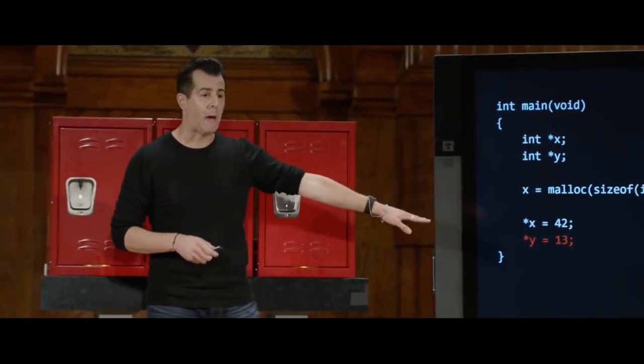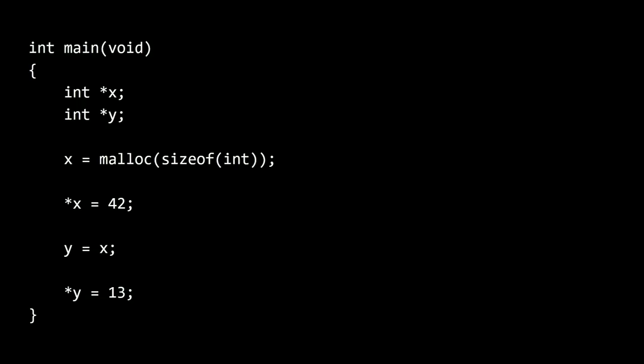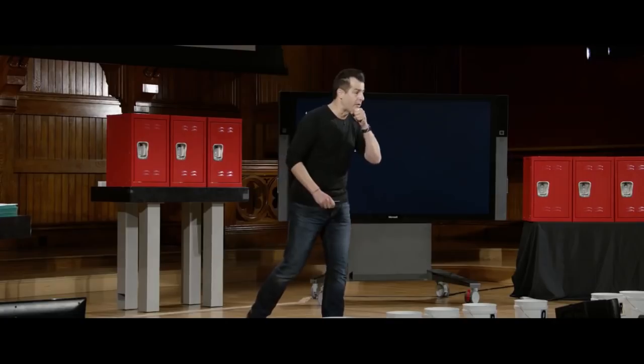So this line of code is bad, but we can do a little better. What if instead I do something like this? I actually assign to y x. So that just says put in y the same address that's in x. And then with this last line of the code, what if I now say star y equals 13? What is that? You're nodding your head. What am I doing correctly now?